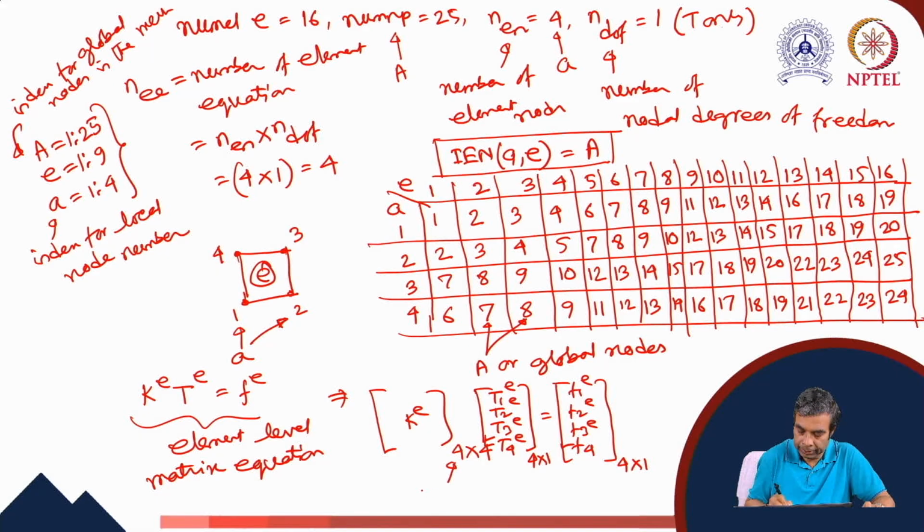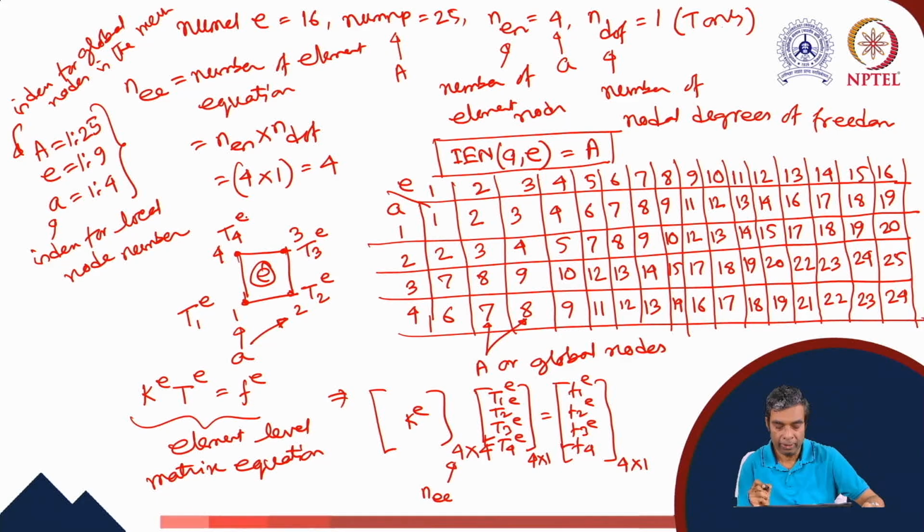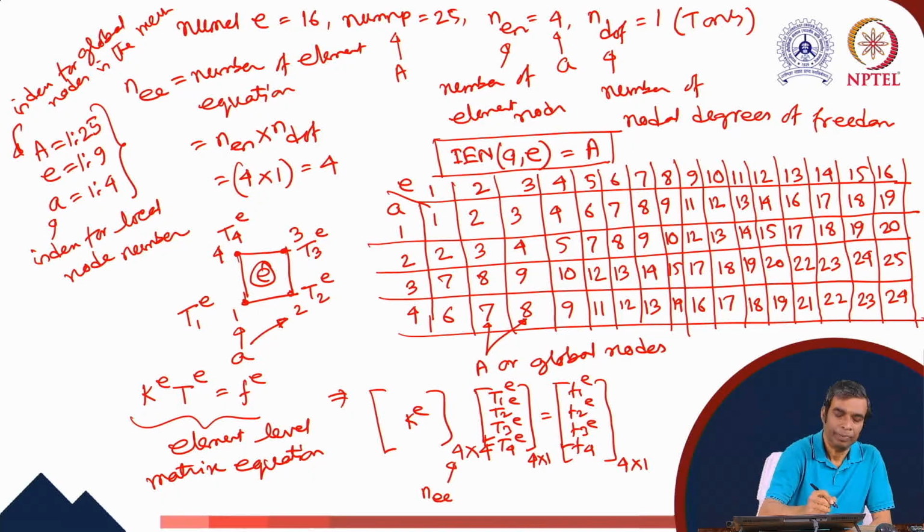So this gives us the NEE value, the number of element equations. T1e I can associate with local node 1, T2e with local node 2, T3e with local node 3, and similarly T4e is associated with local node 4. So we have the element level matrix equation, where we get a 4 by 4 case for the single degree of freedom case. Now we are ready to construct the ID array in the global sense. A small correction here: E varies from 1 to 16.